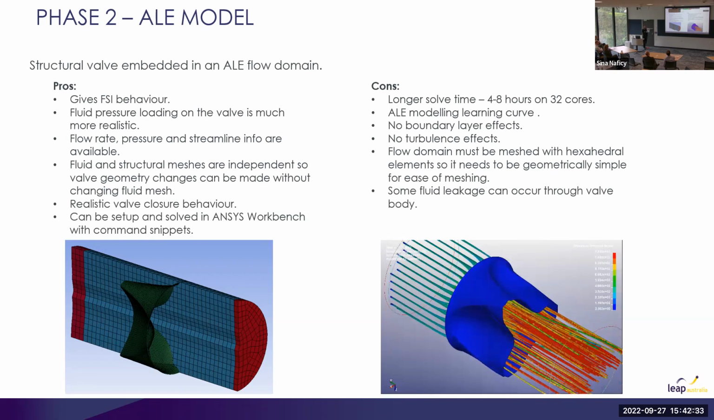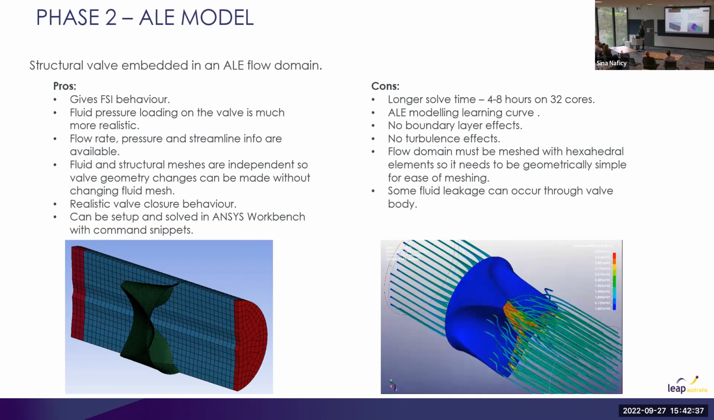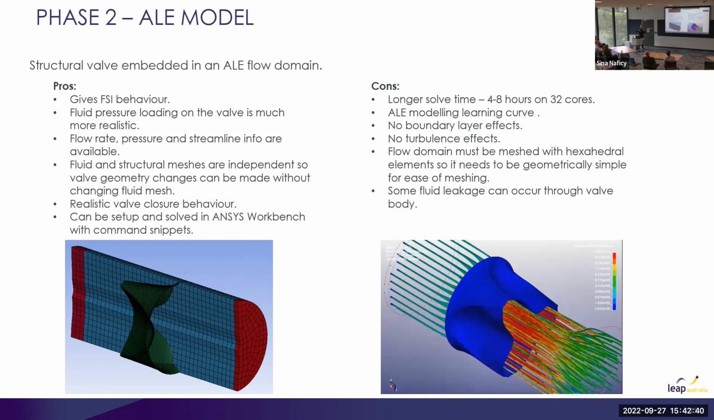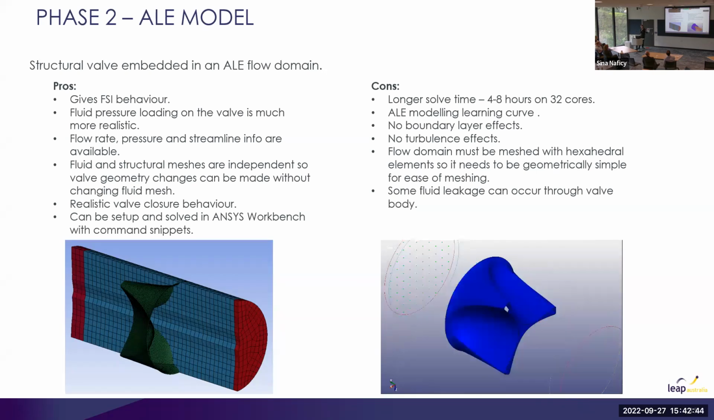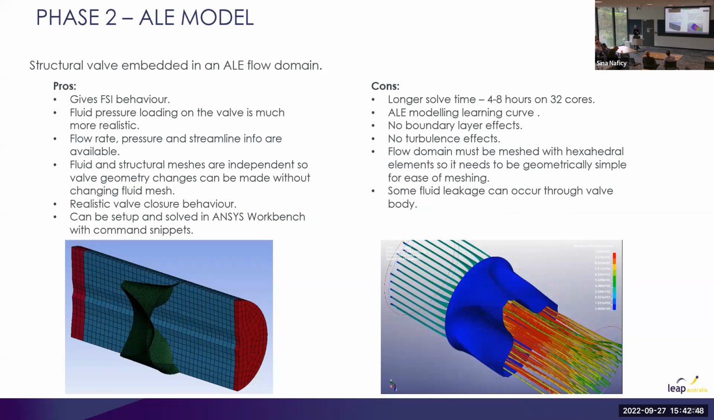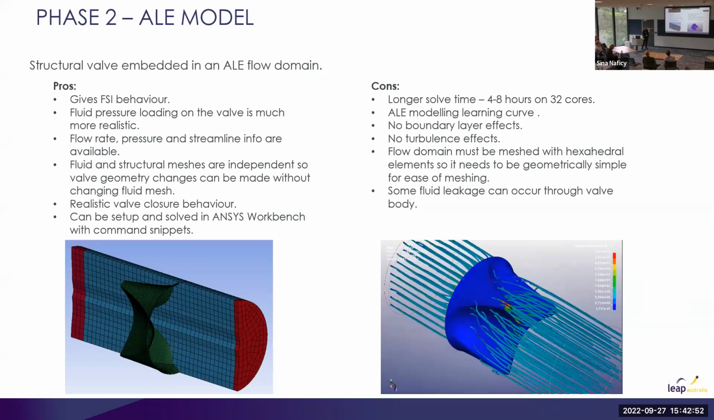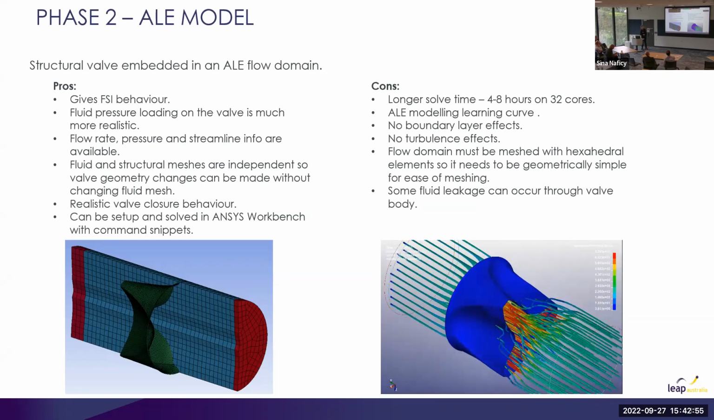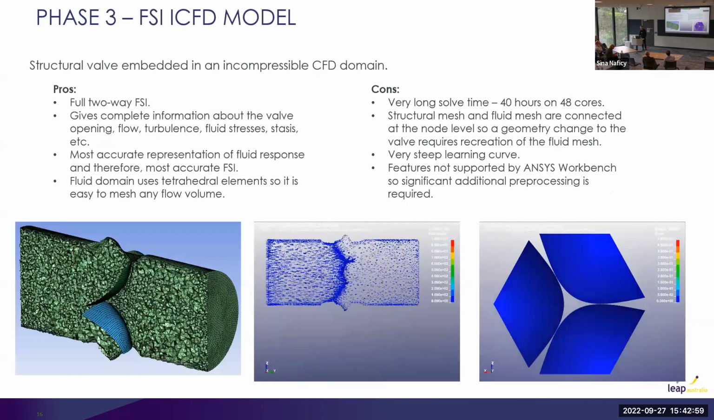The flow domain, as you can see here, must be meshed with hexahedral elements. So if you want complex geometry representing sort of complex curved walls of the valve and the blood vessel, it's much more difficult to achieve. And you can get some fluid leakage, although I don't think that's what's going on here. We think that's a post-processing artifact, but we're not really too concerned about it.